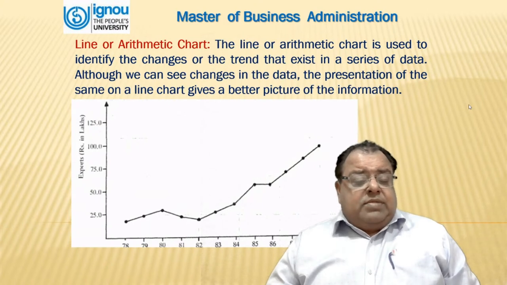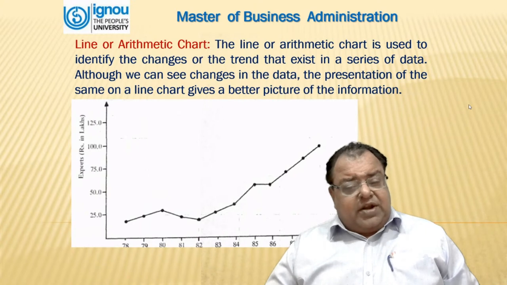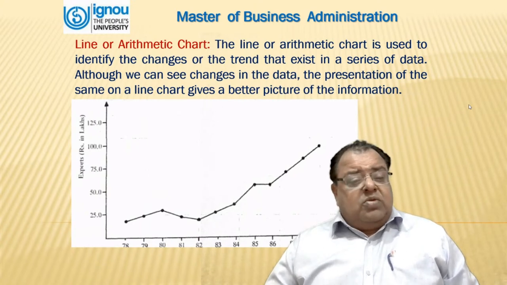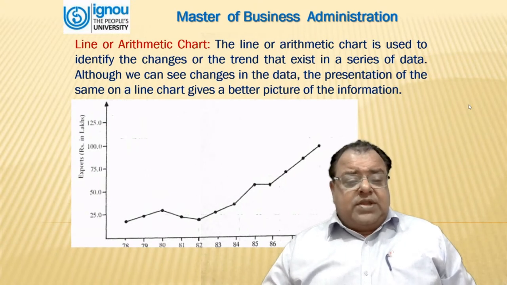Line or arithmetic chart. The line or arithmetic chart is used to identify the changes in the trend that exist in a series of data. Although we can see changes in the data, the presentation of the same on a line chart gives a better picture of the information.